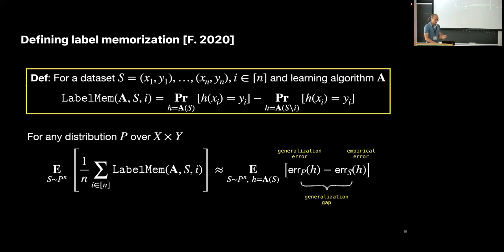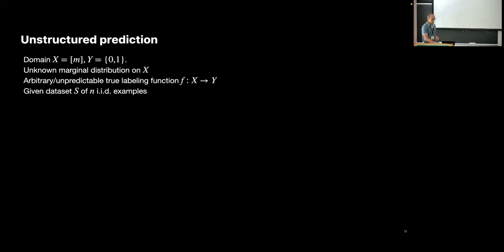Okay, so now we have a definition. We can start asking the question that we are interested in, and we'll start with an extremely simple learning problem, which I'll refer to as unstructured prediction. Again, the goal here is to distill the phenomena to the simplest learning setup you can imagine, maybe not the most natural one, but the simplest that I can think of. In this setup, we'll have some domain, which has completely no structure, but we'll think of it as just m numbers from 1 to m, and they'll have binary labels attached to them.